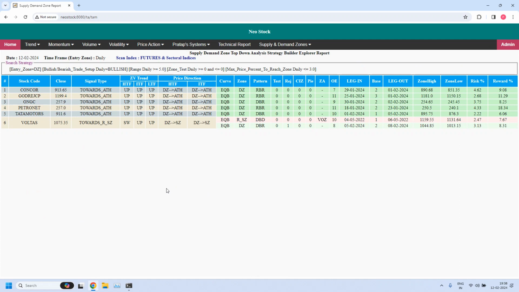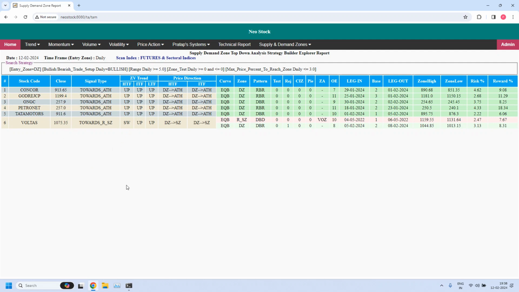But if you look into the LTF price direction, the signal type indicates the LTF price direction. Either they are moving to all-time high or to a supply zone. If you want to get an entry tomorrow, one of these stocks should change direction and give an entry in the demand zone, and then again it should move up. So we will check. But anyway, we want some more stocks.